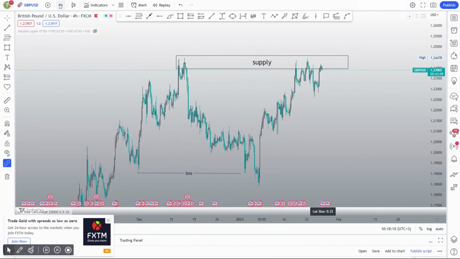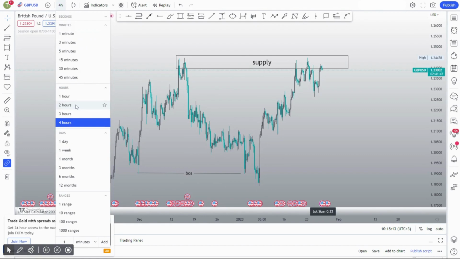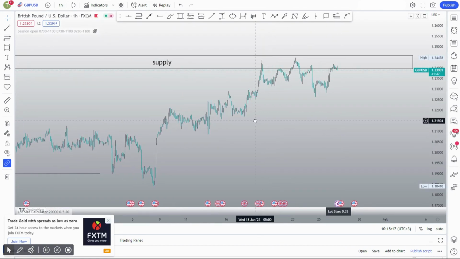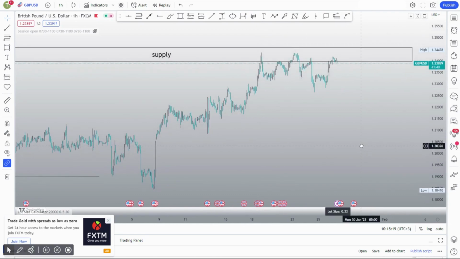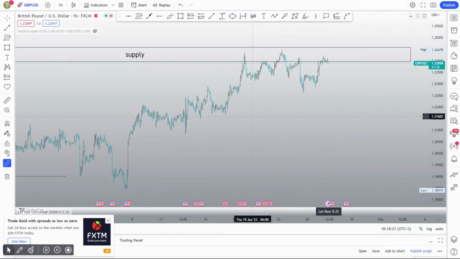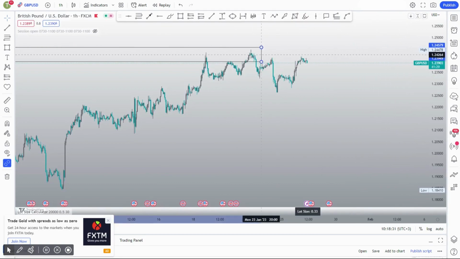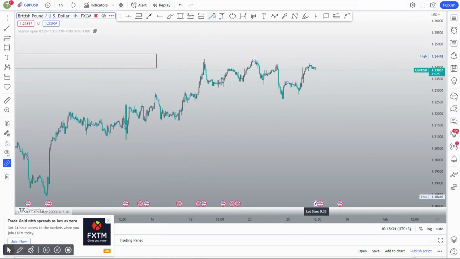So let's go to the lower time frame, that is, let's have a look at the 1 hour time frame. Yeah, and guys, as you can clearly see, this is what we are looking for. We are looking for a clean break of structure and liquidity mitigation. Let me remove this one so we can focus on the lower time frame here.